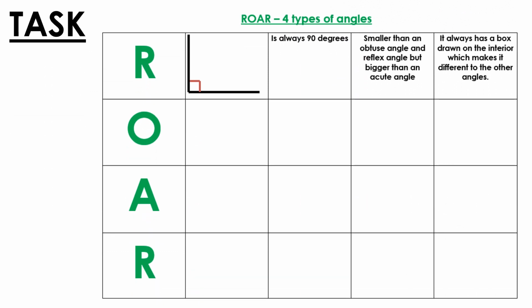Right, so your task for today, what I want you to do is fill out this grid here. So I've started you off with an example on this PowerPoint. In the first box, I want you to draw what the angle looks like, and then use the PowerPoint to add some information. So what I've done is I've said it is always 90 degrees, it's smaller than an obtuse angle and reflex angle but bigger than acute angle, and it always has a box drawn on the interior which makes it different to the other angles.